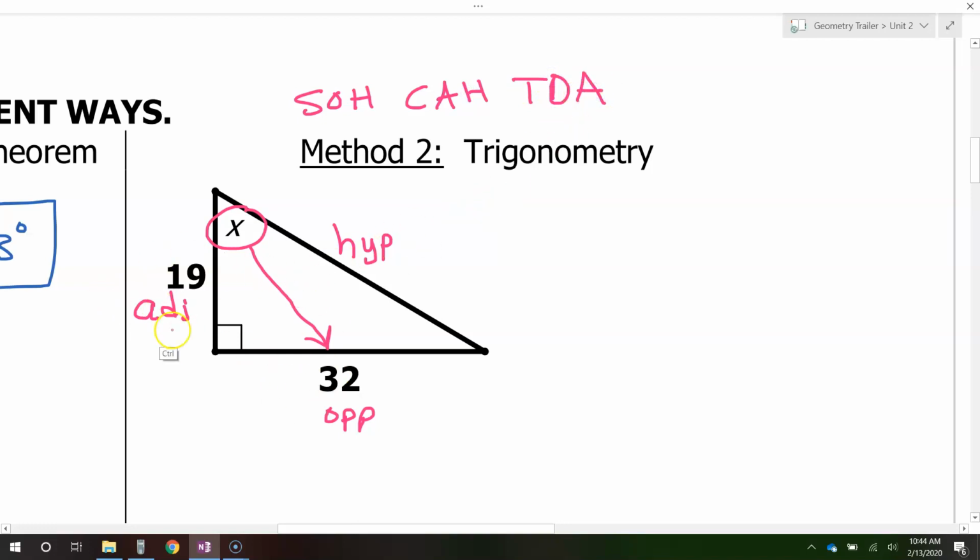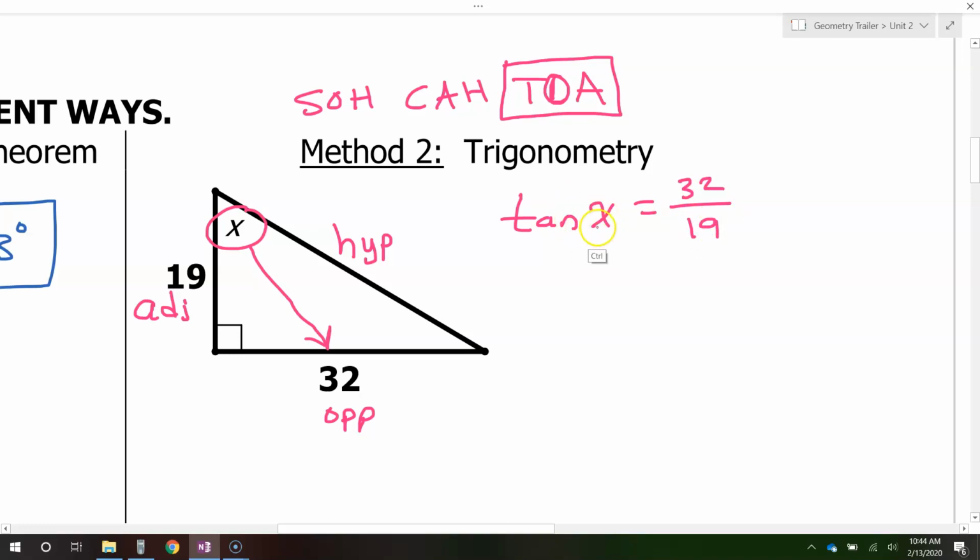So first I have to decide which one of these trig functions I'm going to use. Well, I have the 19 and the 32. That is opposite and adjacent. So that tells me I'm going to be doing the tangent function because tangent is opposite over adjacent. So I can write tangent of the angle, in this case x, is equal to opposite over adjacent, so 32 over 19.